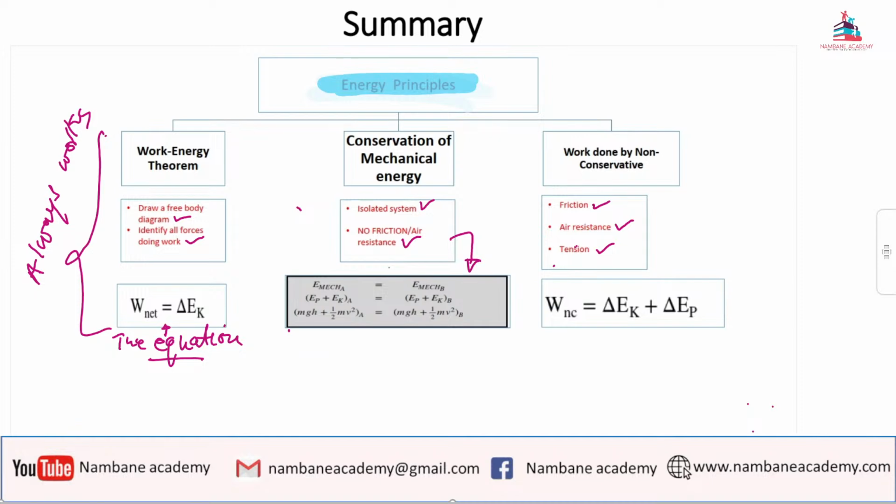So if there's friction, the work energy theorem will work, with work done by a non-conservative force. If there's no friction, then the work energy theorem will work and conservation of mechanical energy will also work. So once the examiner says energy principles, be on the lookout for that.